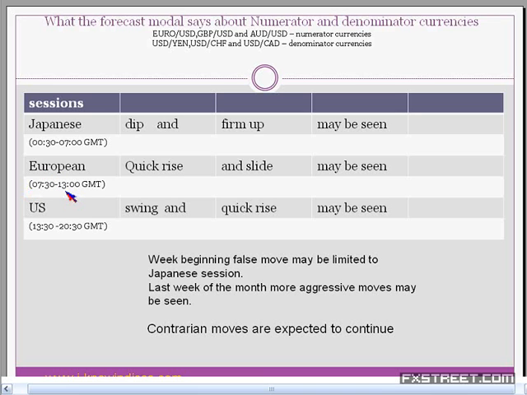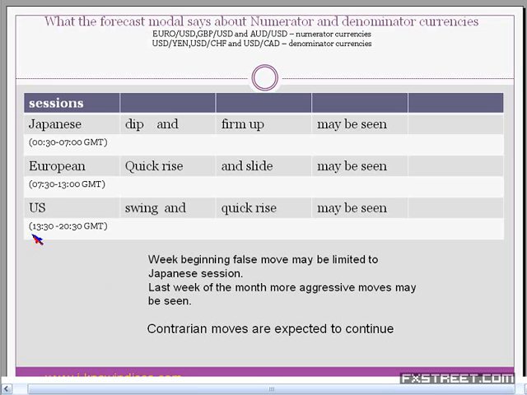Already from the first week we have noticed that, second week we have noticed that, the US session starts from 13:30 GMT. So as usual, the European session will get over by 13 GMT. 7:30 to 13 GMT is the European session. Then 13 to 13:30 GMT is the gap time. Then 13:30 to 20:30 GMT is the US time.